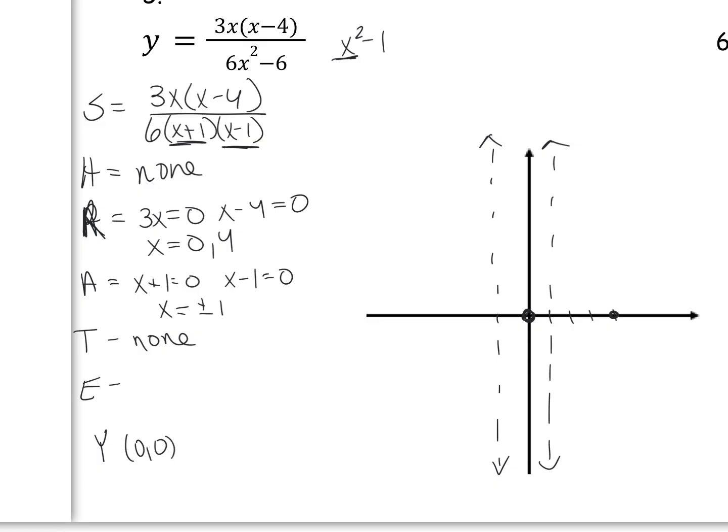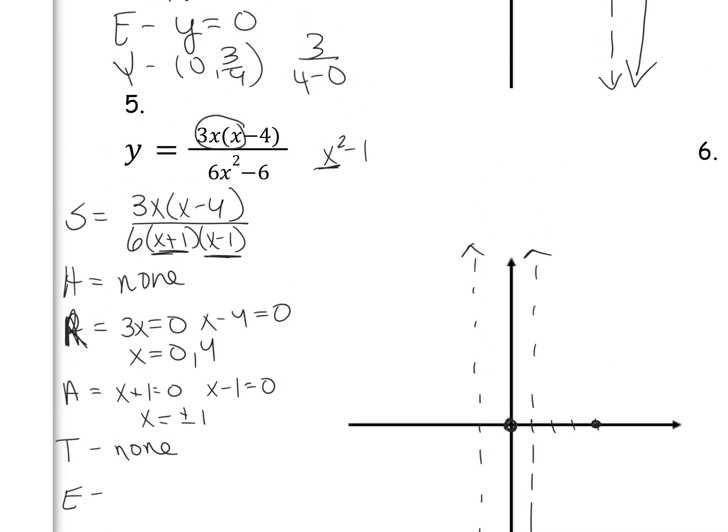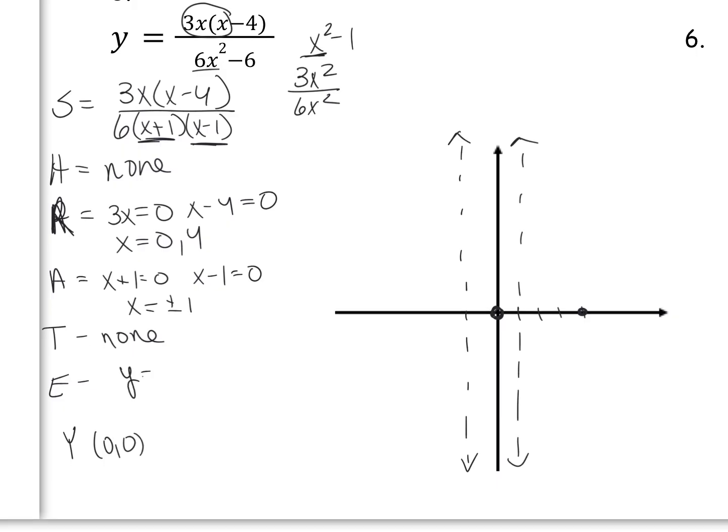End behavior: is it bottom heavy or balanced? Are you sure? This right here is 3x squared over 6x squared. Balanced? So then what is my end behavior? Good. So I'm going to put an asymptote right there, a horizontal one.